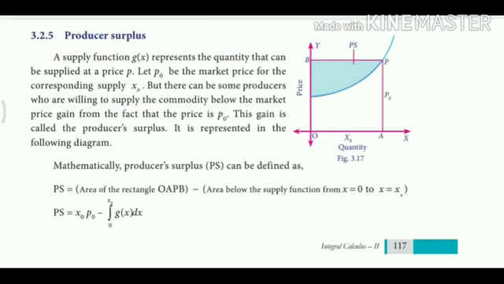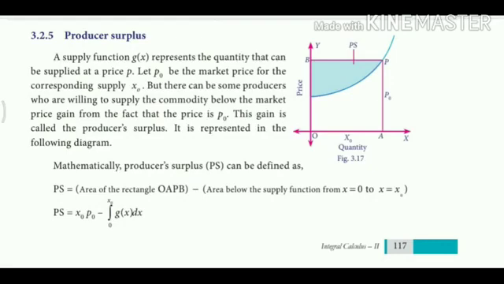Here the diagram shows the rectangle O A B P, that is the total production supply, whereas the shaded portion implies the producer surplus here. Because the producer is giving the product at a low price, the curve is below the rectangle, whereas in consumer surplus the curve is above the rectangle. Here it is below the rectangle because the price is reduced by the producer.